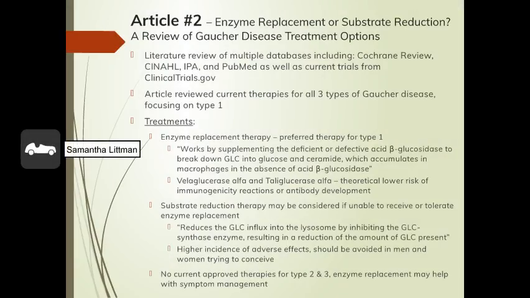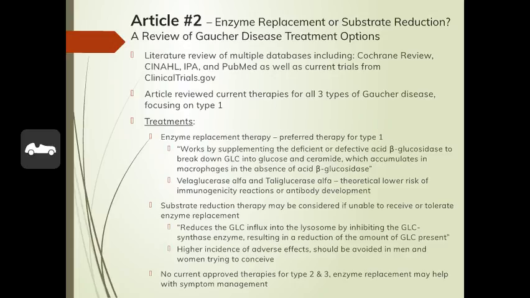The second article is called Enzyme Replacement or Substrate Reduction, a review of Gaucher disease treatment options. It was a literature review of multiple databases, including the Cochrane Review, CINAHL, IPA, and PubMed, as well as current clinical trials from clinicaltrials.gov. The article reviewed the current therapies for all three types of Gaucher disease, but focused primarily on type 1. The treatments were as follows.